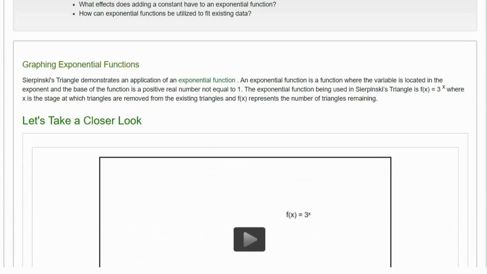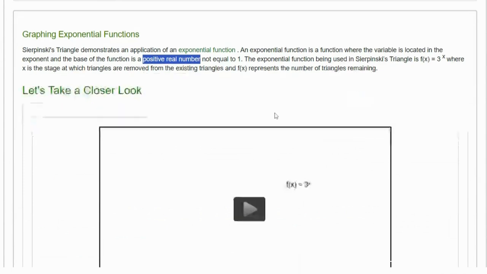So an exponential function is a function where the variable is in the exponent, and the base is a positive real number not equal to 1, because 1 to the x is just a line, because it always equals 1. So the base is a positive number. We don't do negative numbers in an exponential function.